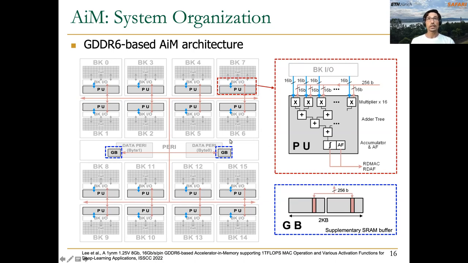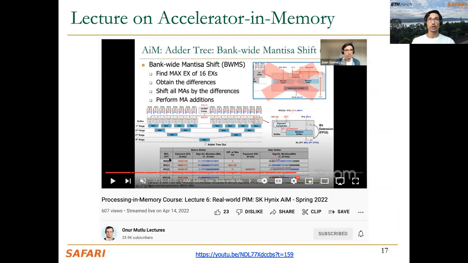Especially interesting in this architecture is the existence of this global buffer that is used as a supplementary SRAM buffer for data movement across different processing units and different memory banks. You can learn more about the accelerator in memory architecture in lecture 6 of this spring 2022 semester.